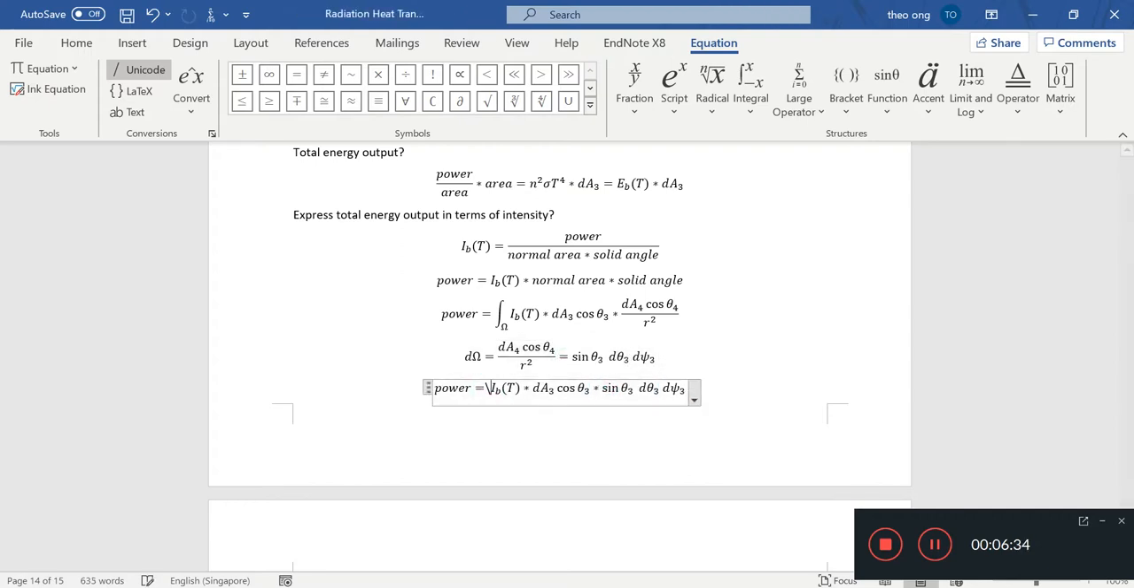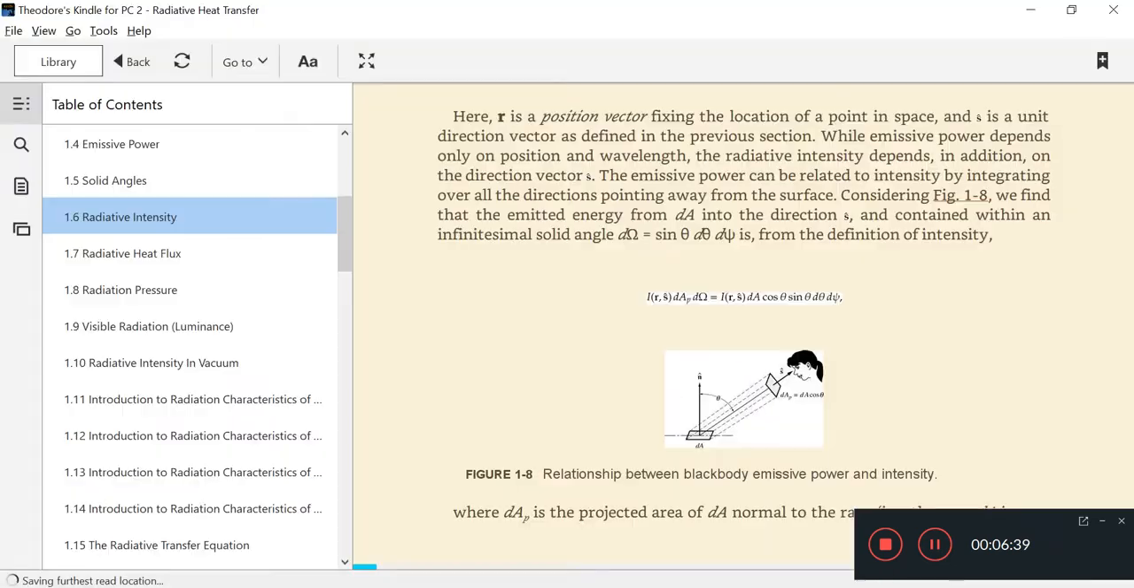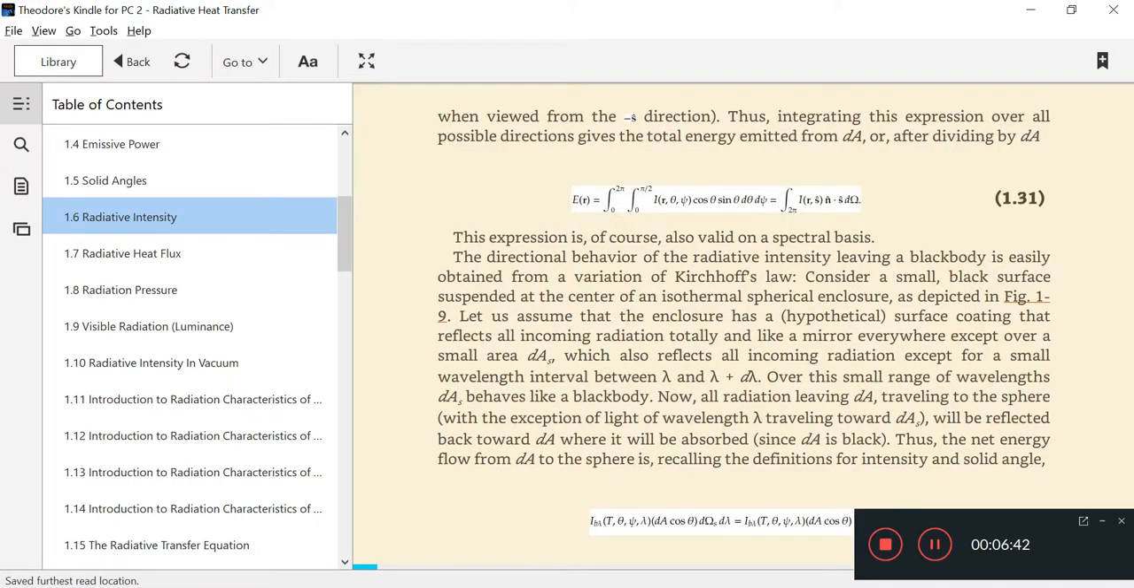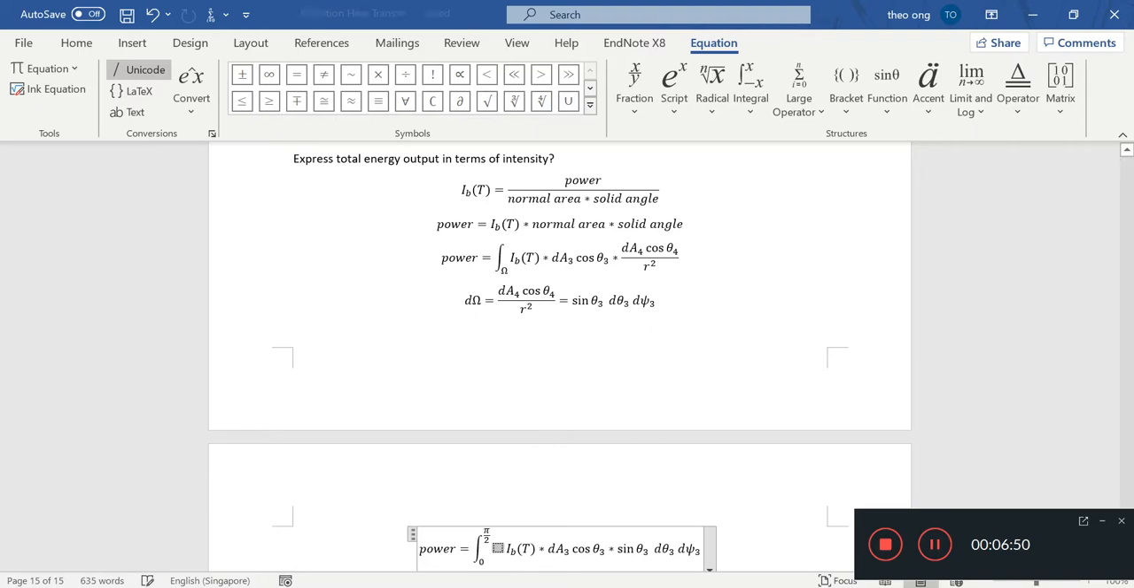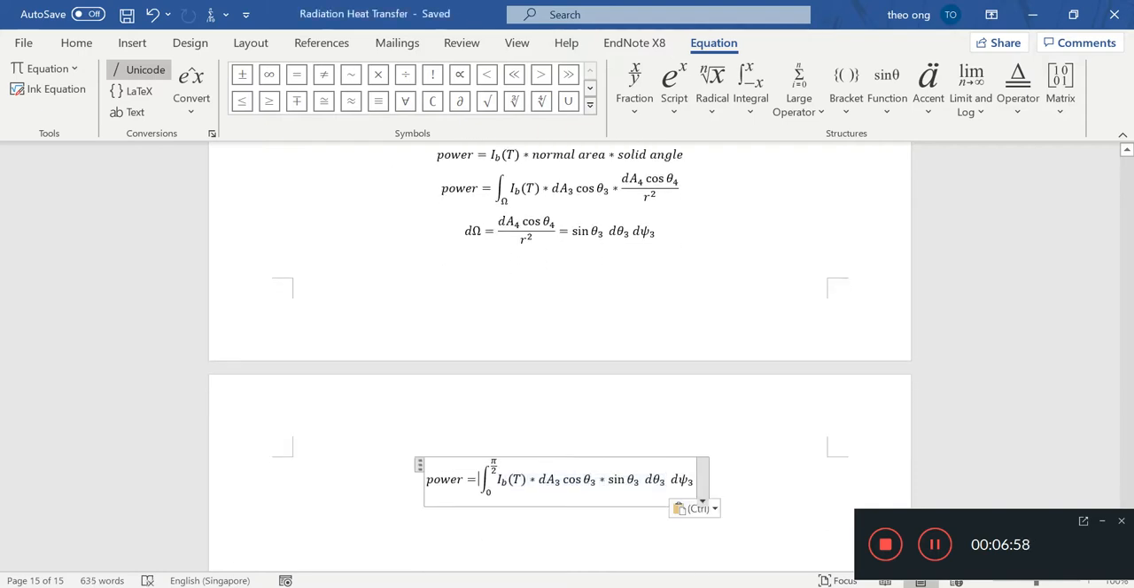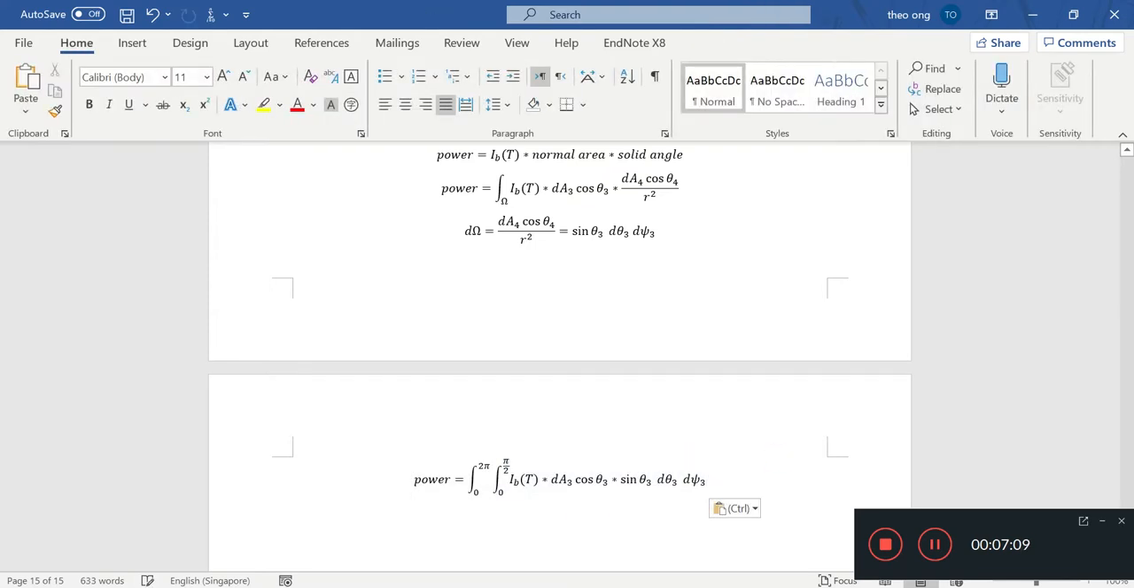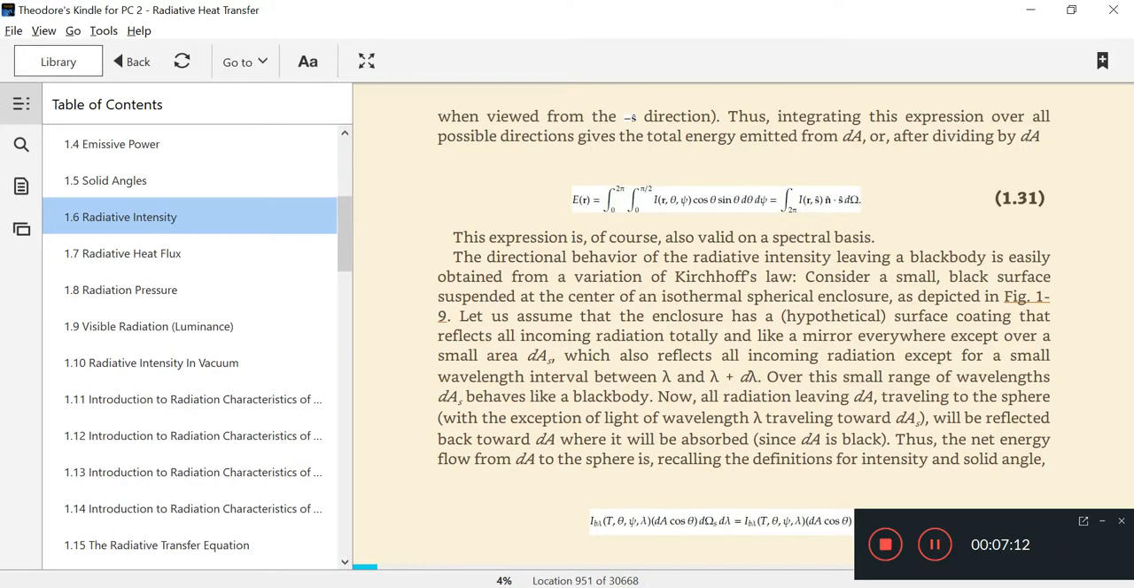So I need to integrate over theta 3. How do you integrate theta? We need to integrate from 0 to pi by 2. And we also need to integrate from 0 to 2 pi of this psi 3. So why is this so?